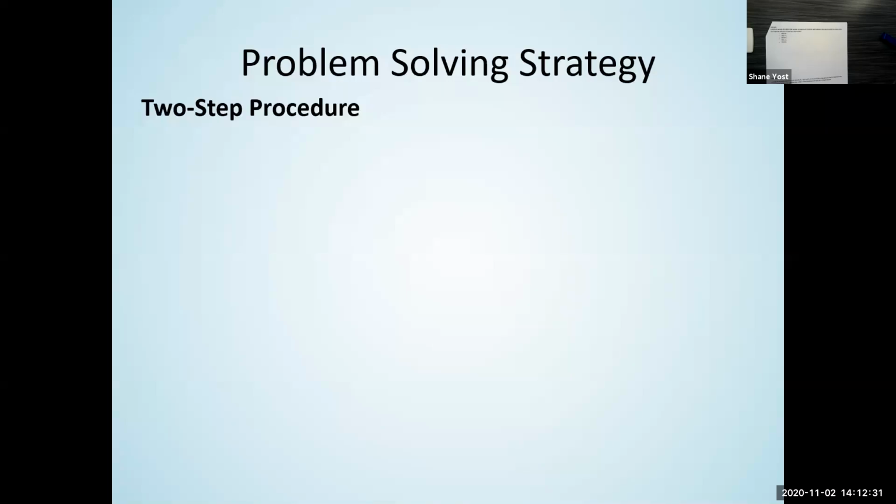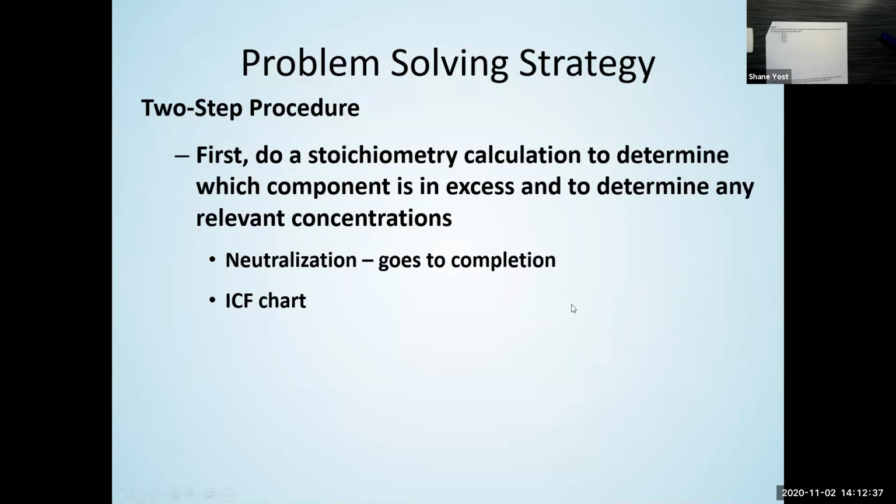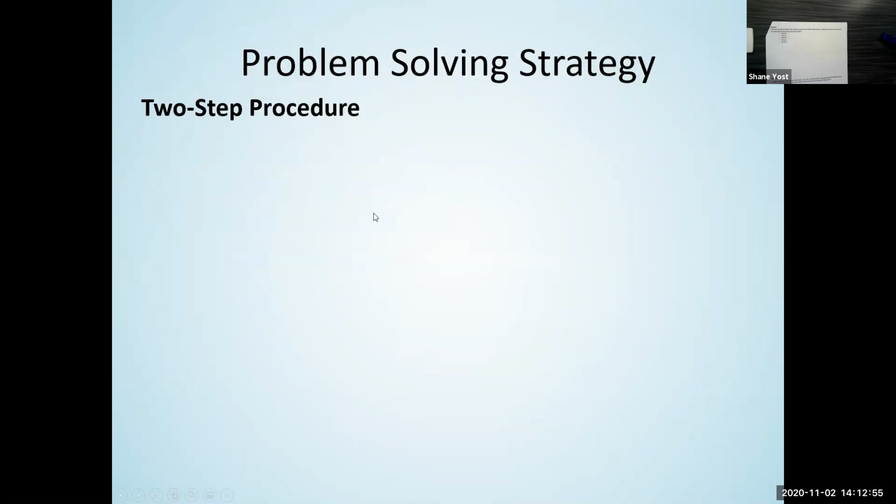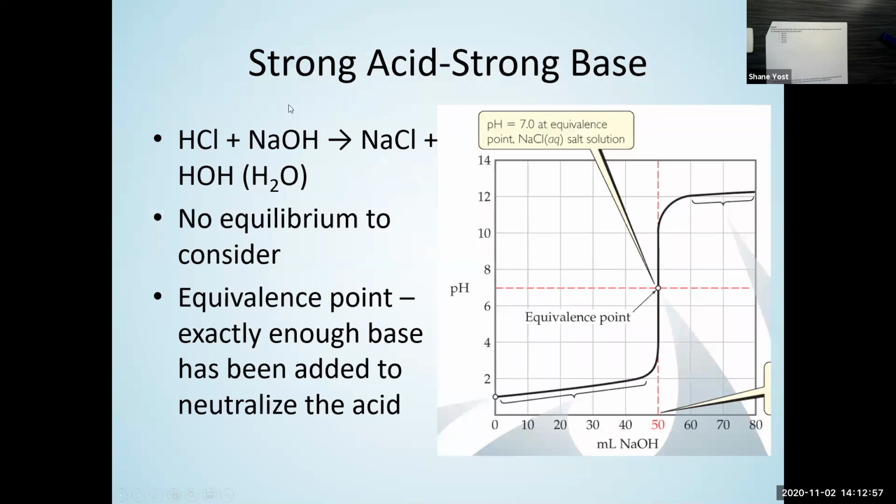All right. So typically when we're solving problems dealing with titrations, trying to calculate pHs and things of that nature, I first need to do some sort of stoichiometry calculation, determine what components I have in excess and what limiting reagents I have, and have those reactions go to completion, doing something like an initial, change, final chart, like an ICF chart. So again, for the strong acid, strong base titration, I add some base to my acid solution, and I have this reaction.